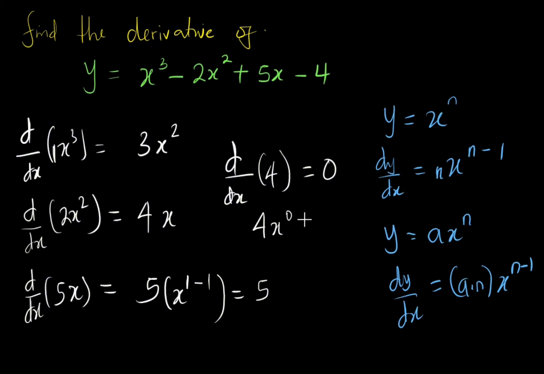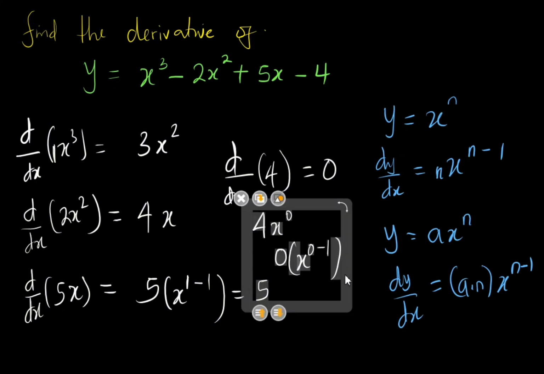So in this case, if we want to differentiate this, we always multiply the power by the coefficient. 0 times 4 is 0, then x to the power of 0 minus 1. 0 times anything will always result in 0, and that is why the derivative of 4 is 0. So we have this.